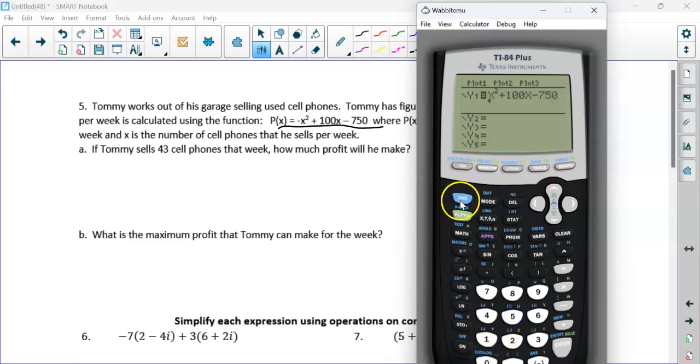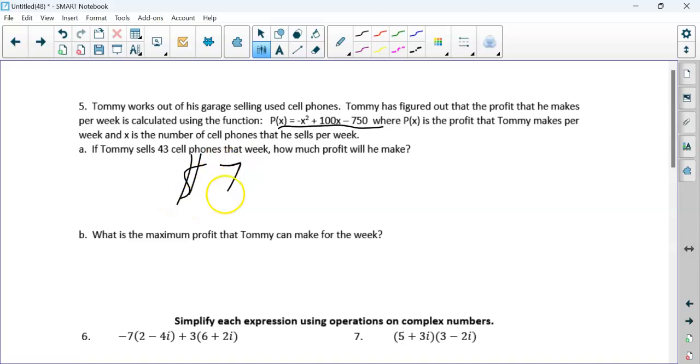Graphing this will not help us at all, so we want to go to the table. Well, we want 43 phones. I don't feel like scrolling all the way down through all this. So I'm going to go back to second window. I'm going to start this at 43. I'm also going to change this back to 1. And there we have it, $1,701.